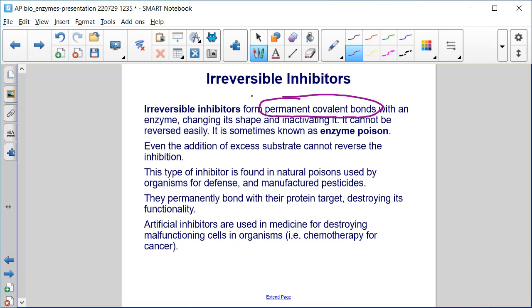This type of inhibitor is found in natural poisons used by organisms for defense and manufactured pesticides. They permanently bond with their protein target, destroying its functionality. Artificial inhibitors are used in medicine for destroying malfunctioning cells in organisms. For example, chemotherapy for the treatment of cancer.